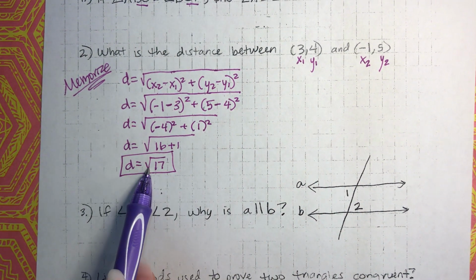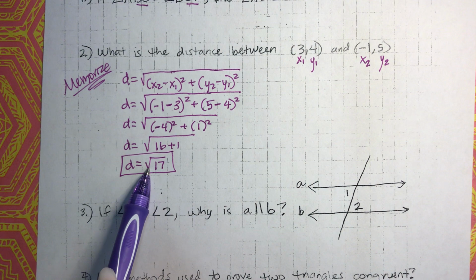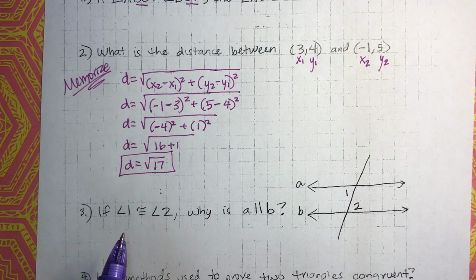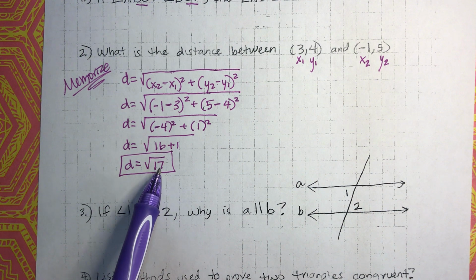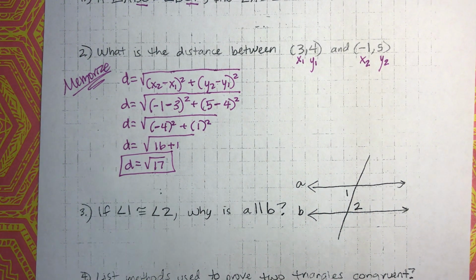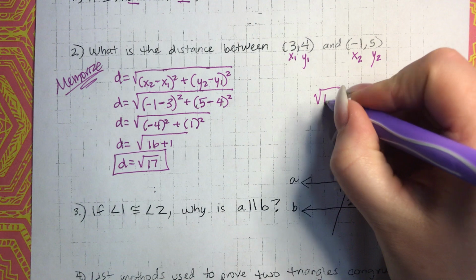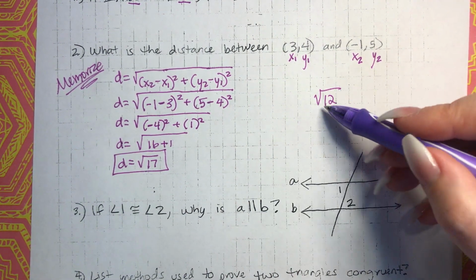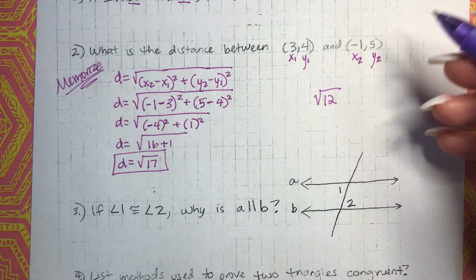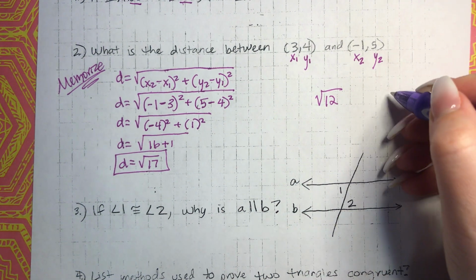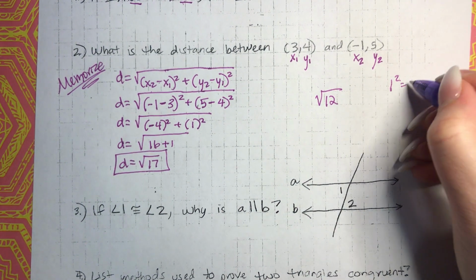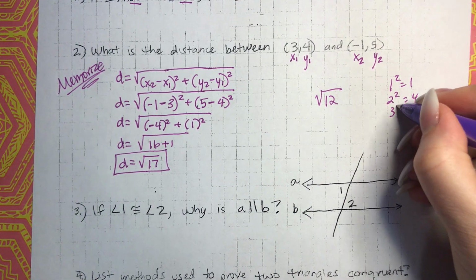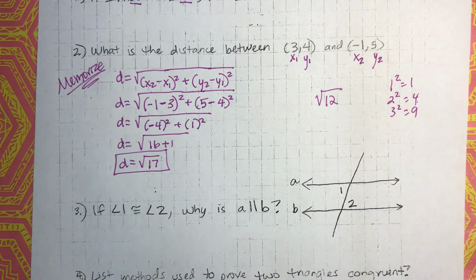And remember, square roots cancel out squared numbers. And there is no squared number that is a factor of 17. When I say factor, what that means is, let's say I had the square root of 12. Would there be a squared number that is a factor of 12? The answer would be yes, because 4 is a squared number. Remember squared numbers: 1 squared equals 1, 1 is a squared number. 2 squared is 4, 4 is a squared number. 3 squared is 9, 9 is a squared number.